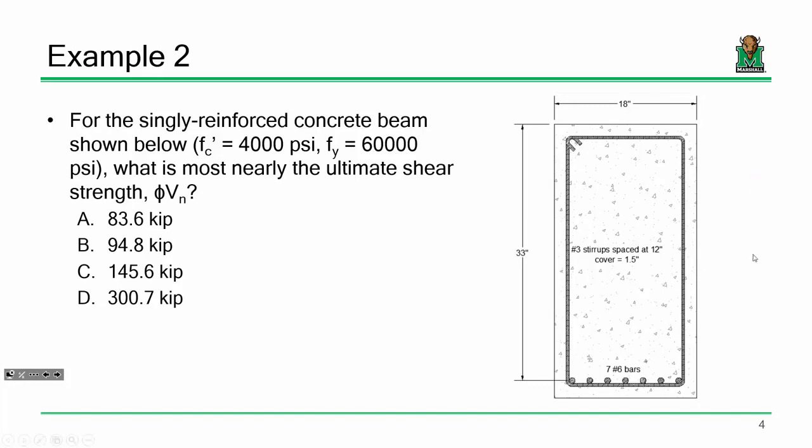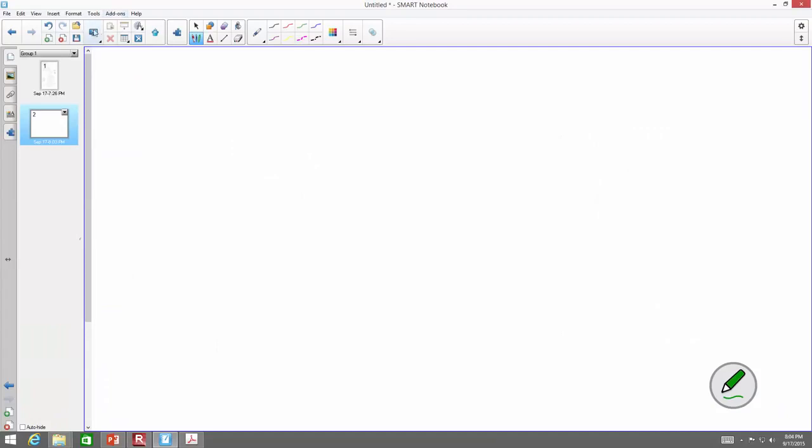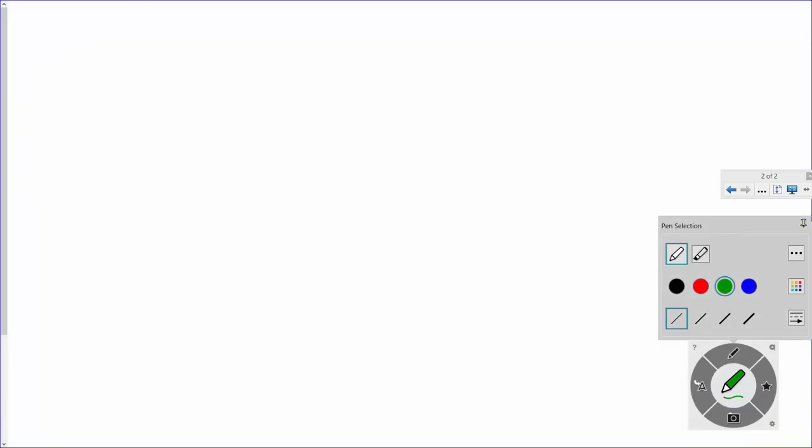All right, you all have your manual right there. So first off, can somebody tell me what phi is going to be for this problem? Not 0.65. Check your first page. What are we looking for? 0.75. There we go.